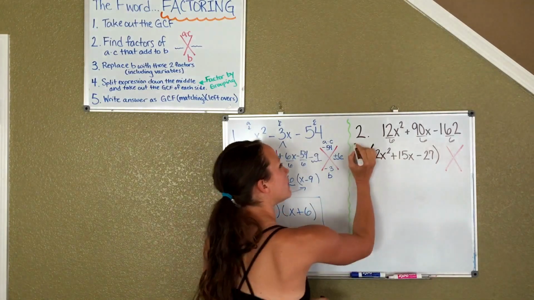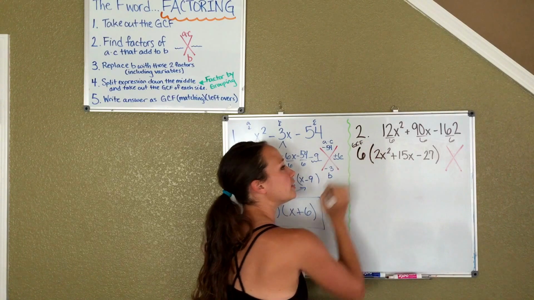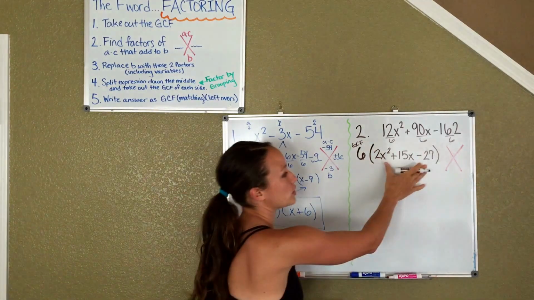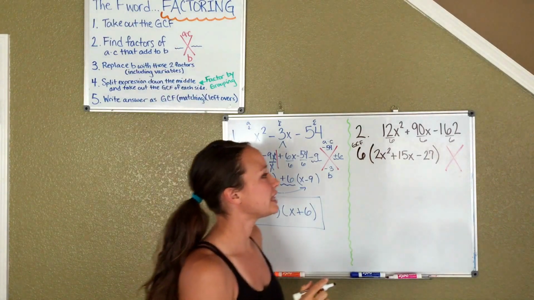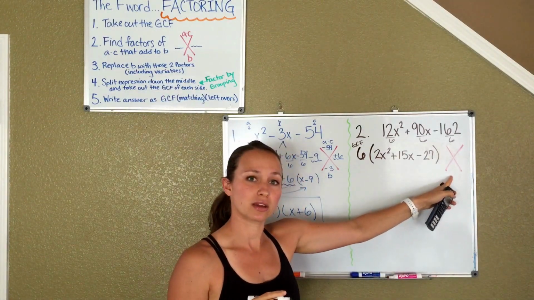Now, I'm not forgetting about my 6. It's very important, but I'm just going to leave him here for a minute. Okay, and now we're going to attack what's on the inside. All right, we're going to go over here. Find the factors of a times c that add to b, this cute little butterfly thing we're doing here.